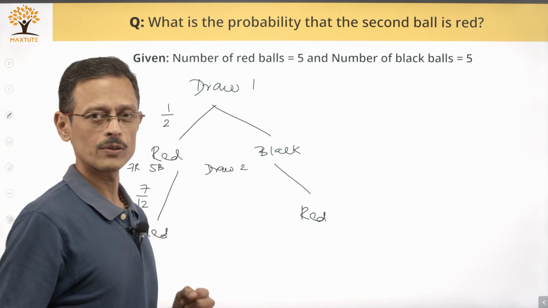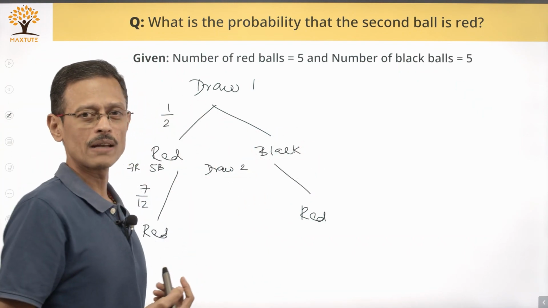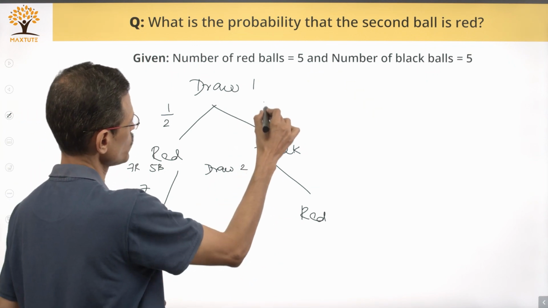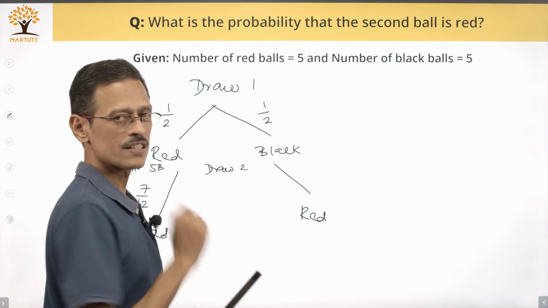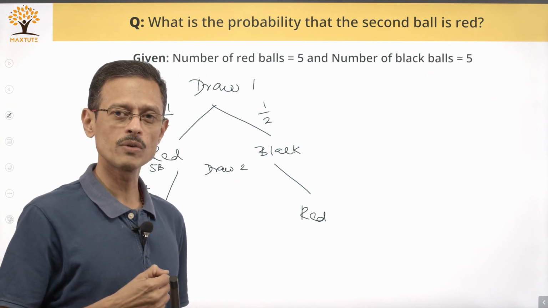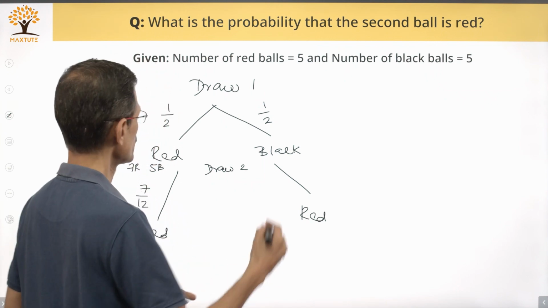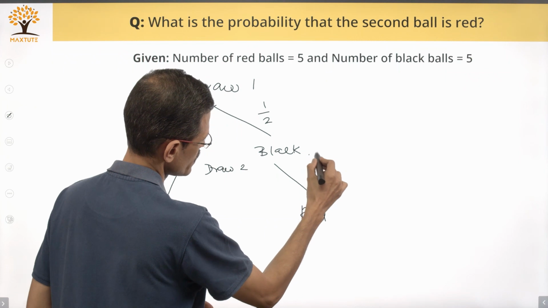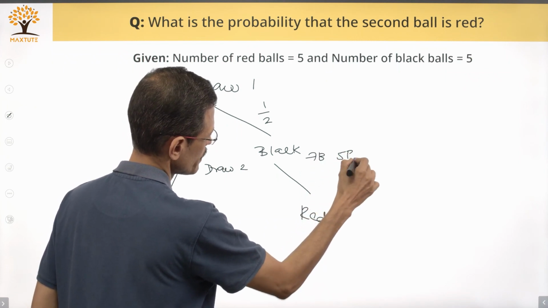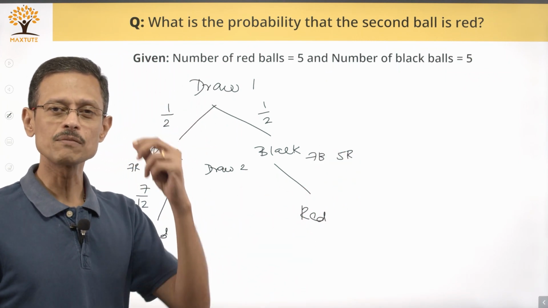Let's look at this branch right now. What's the probability of drawing the first ball as a black ball? 5 on 10, which is again equal to 1 by 2. Now that this ball is a black ball, we're going to add 2 black balls to it. So the urn is going to contain 12 balls, of which 7 are going to be black and 5 are going to be red. What is the probability the second ball is red?